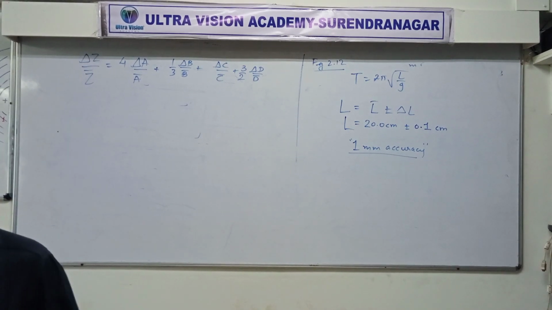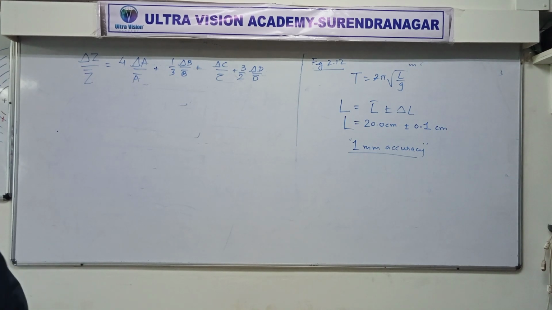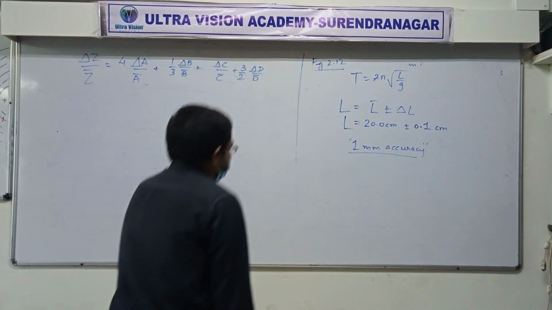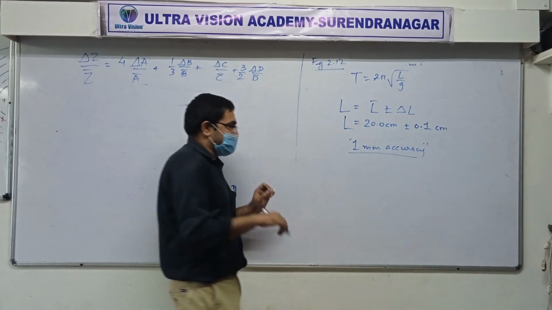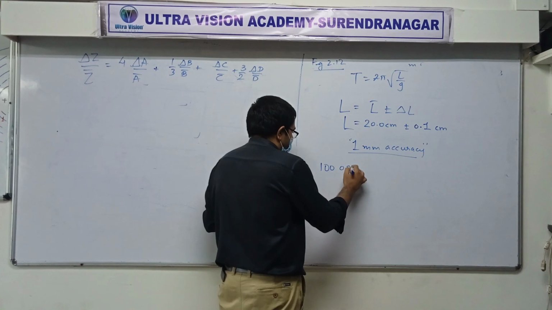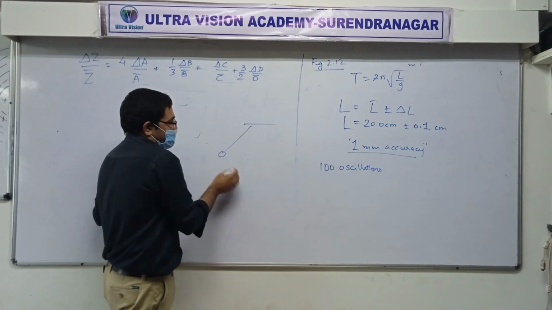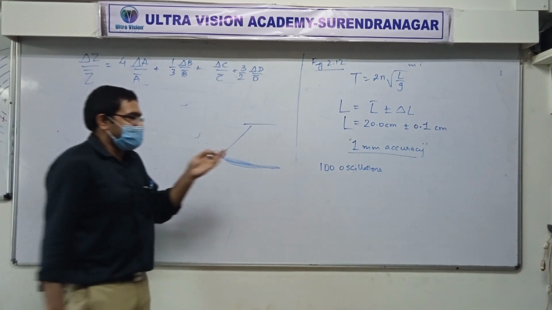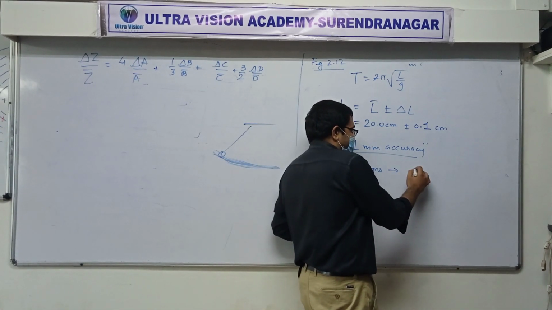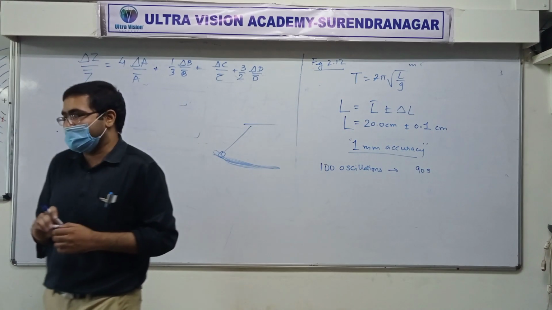Let's see. It says that time for 100 oscillations of a pendulum is found to be 90 seconds using a wrist watch. So someone was looking at the wrist watch and seeing how the pendulum oscillates. When the pendulum oscillated 100 times, means 100 oscillations were completed. Starting from here, 1, 2, 3, 4, like that. It was counted up to 100. So how much time did it take for 100 oscillations? 90 seconds. Was that measured exactly, or is there some error?